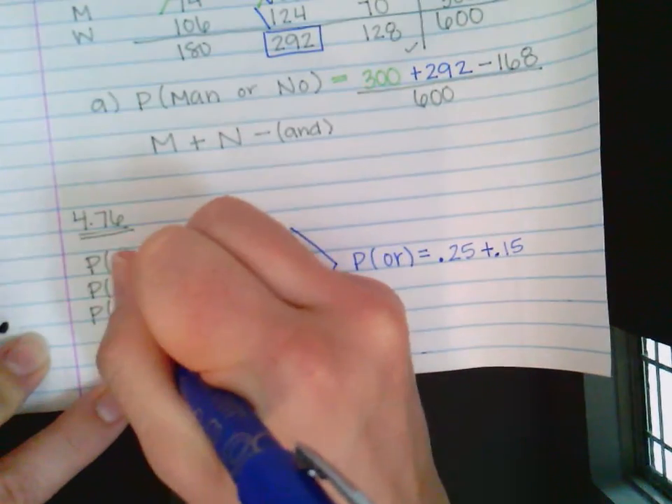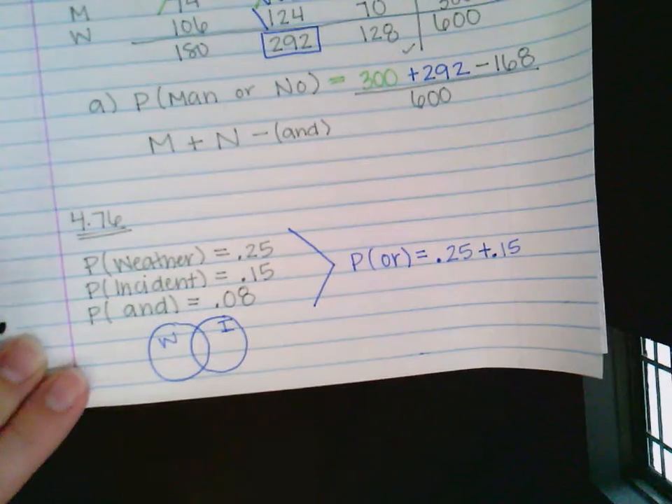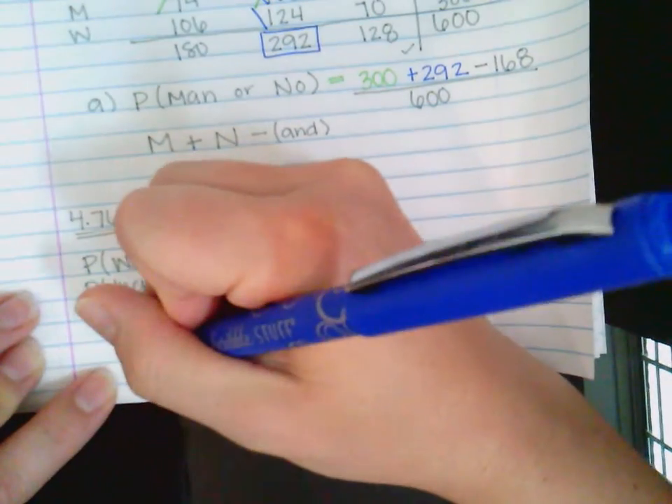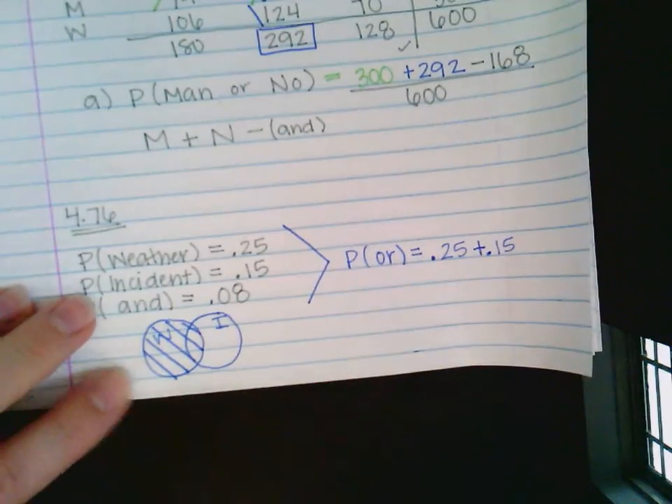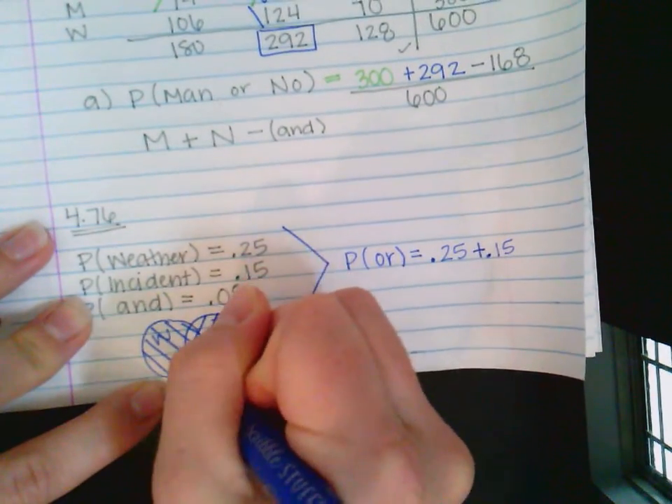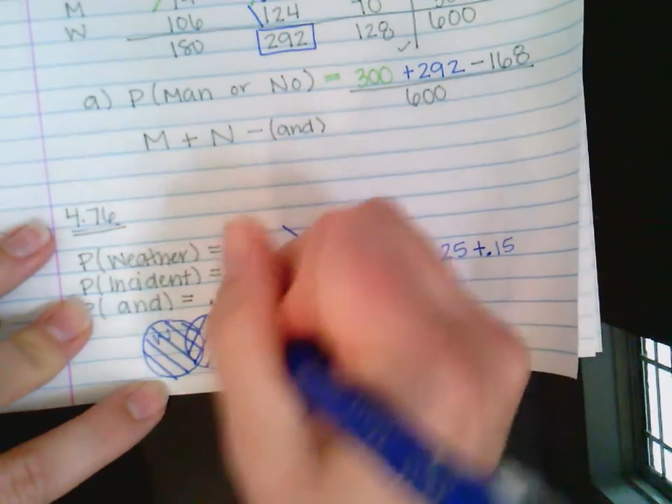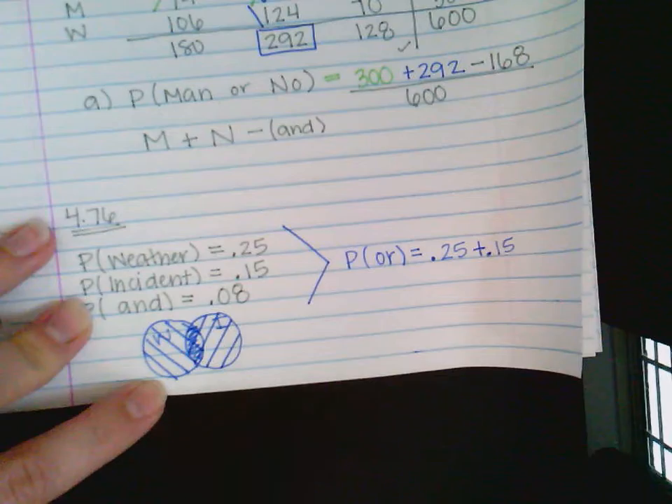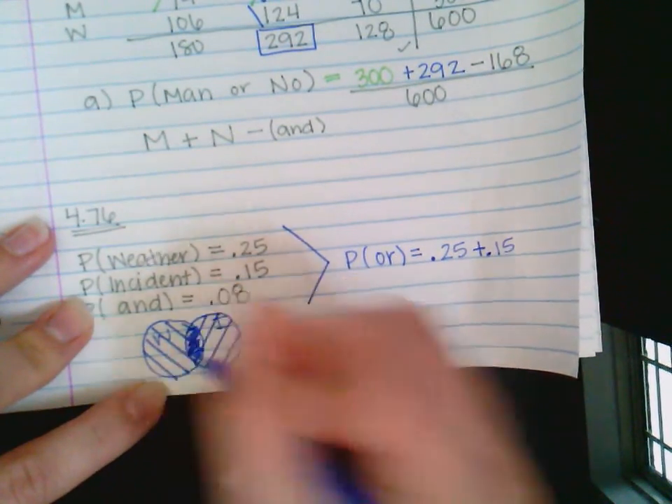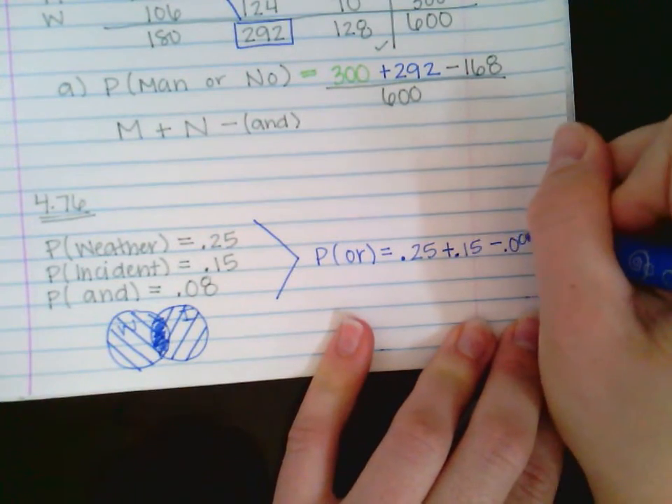If you think about this in terms of maybe like a Venn diagram set, 25 is this whole circle of bad weather, and 15 is this whole circle of there being an incident. And again, this 8% is counted twice when you just add 25 and 15. They're not mutually exclusive events. They have an intersection. They have an and. So we're going to want to subtract that out in this problem.